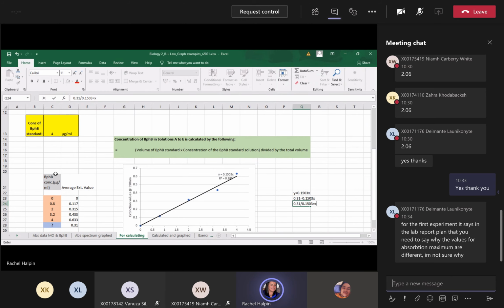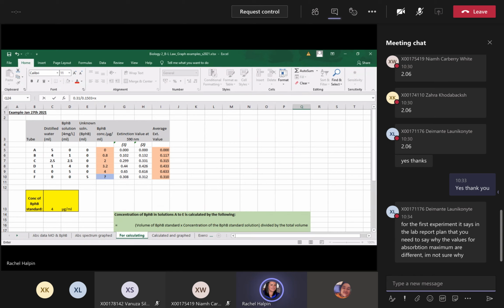Plot the graph, making sure the extinction values are on the y-axis and the bromophenol blue is on the x-axis. Plot your data points, add your trend line, make sure it's a linear line, and make sure it goes through the origin, so you set the intercept to 0, 0. Show the equation on the line, and show the r-squared value on the line. Okay, guys, I'm going to leave that now. Is there anything else before we leave it? Anyone want to ask anything?